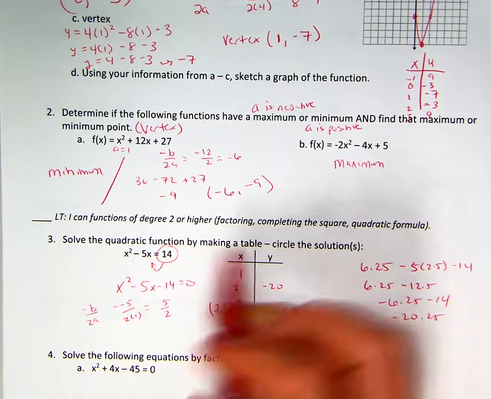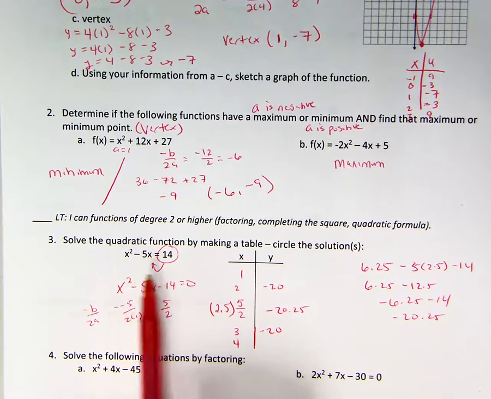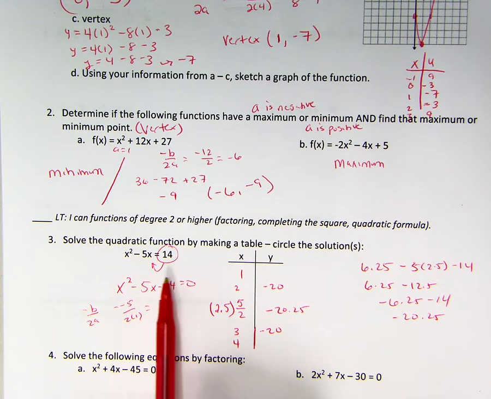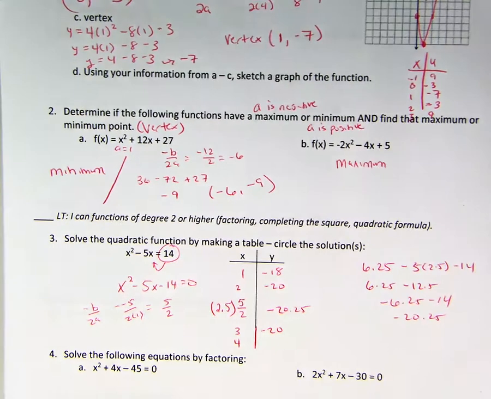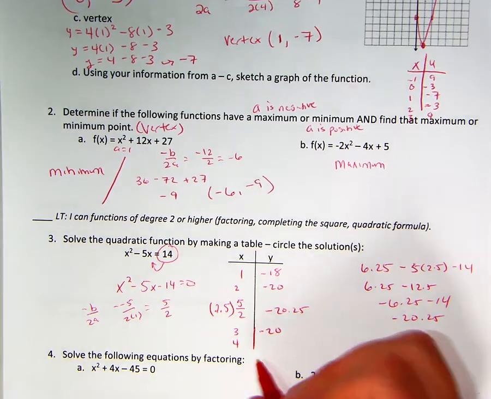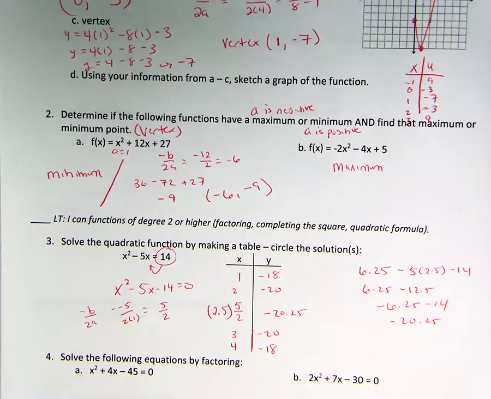3 will be the same thing. When I plug 1 into here, I'm going to get 1 minus 5, which is negative 4, minus 14 is negative 18. And 4 will be the same, negative 18.